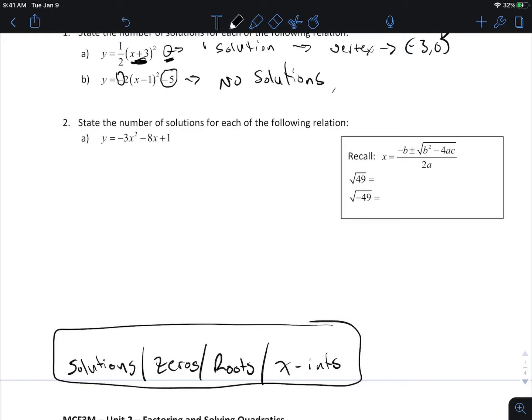How is there no solution for B? And what do you mean by solution? What are you trying to solve? Solutions are like the x values that make the equation equal 0. So it's like, what value of x can I plug in such that my output is 0, or the y value is 0, right?